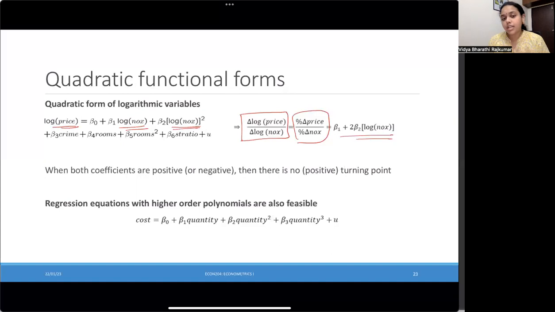And we can actually expand the linear regression models to have more polynomial terms. You could have cubic functions. You could have functions where the regressor is raised to power 4 and so on and so forth.